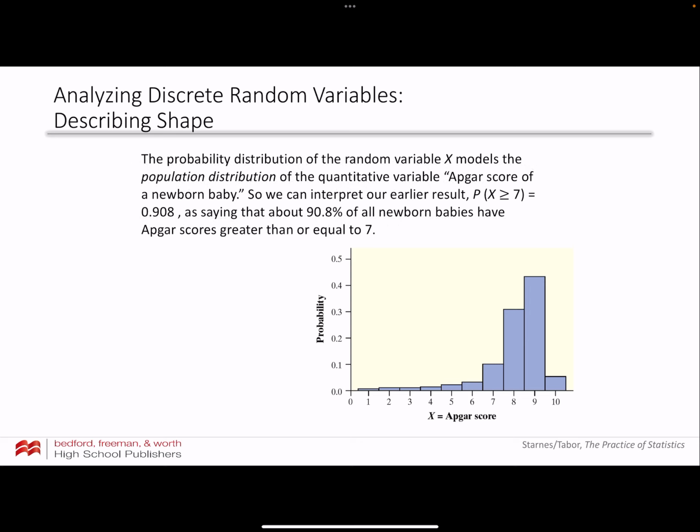Before we do that, going back to when we said that a newborn baby would have an APGAR score of 7 or higher, if I were just given this histogram, I could still calculate that by adding up all the probabilities in these bars here, right? Those bars equate to about 90% of all the newborn babies.